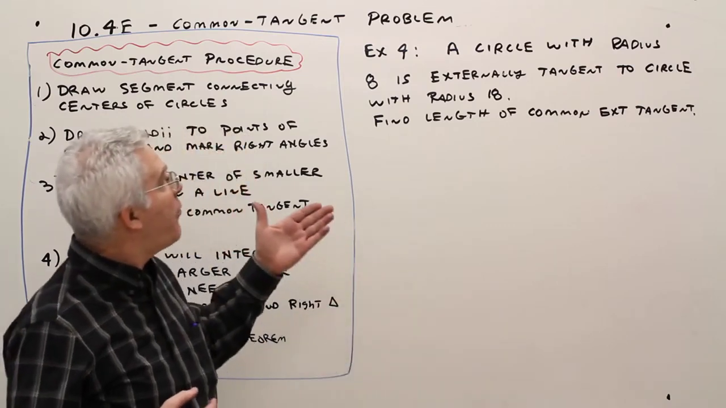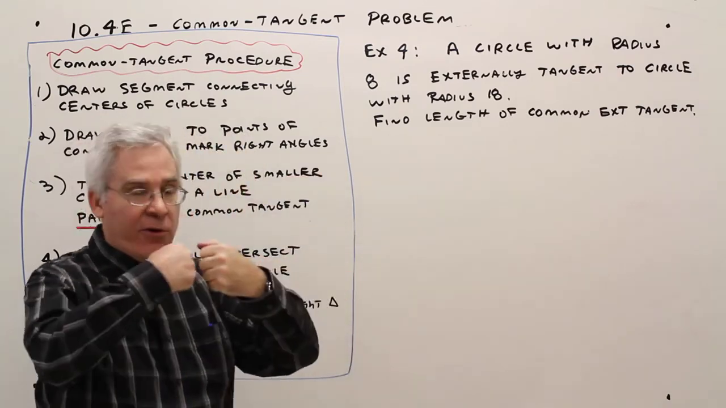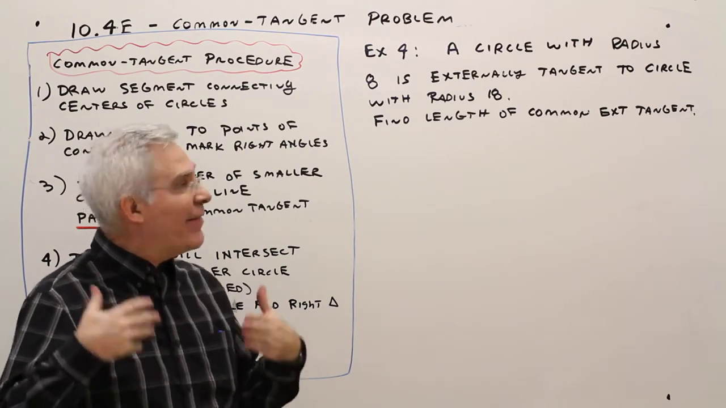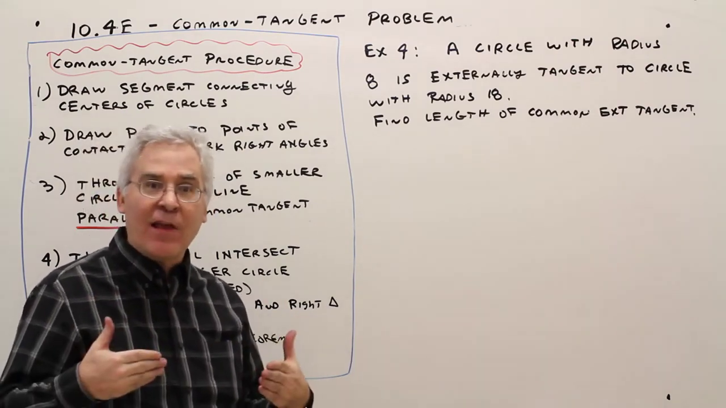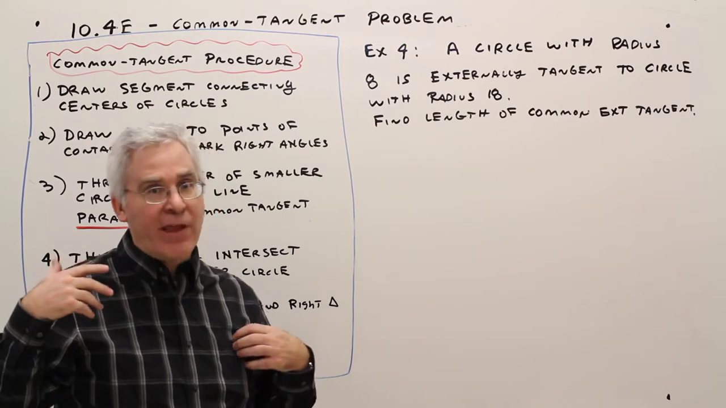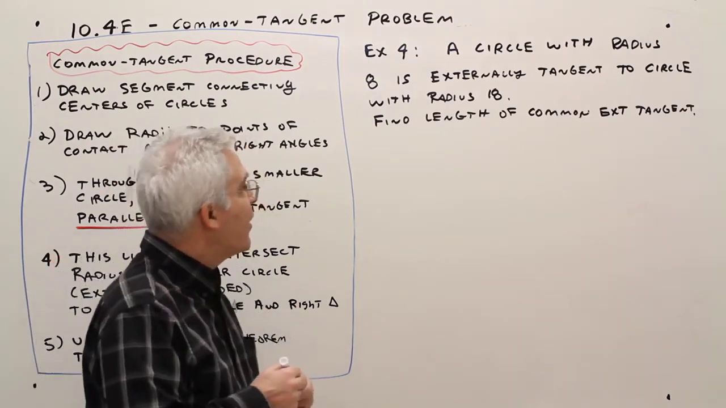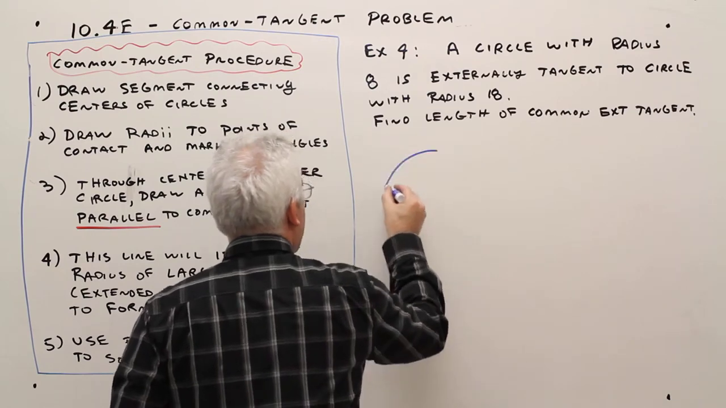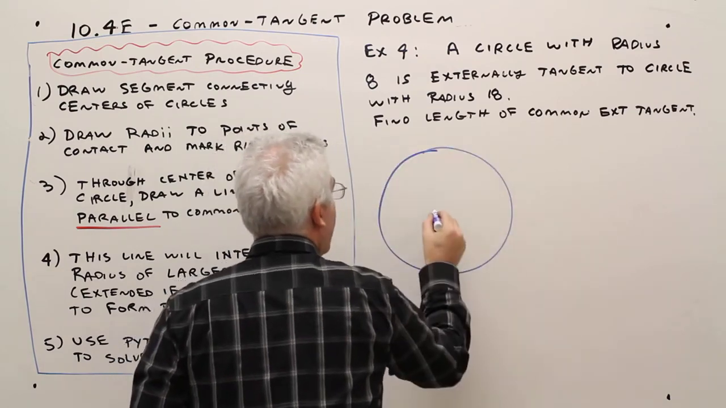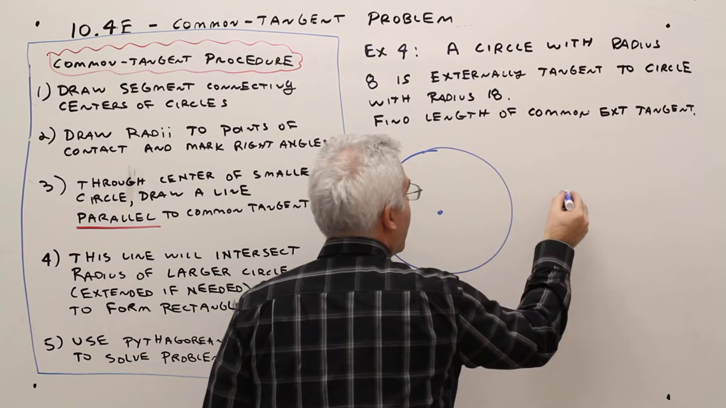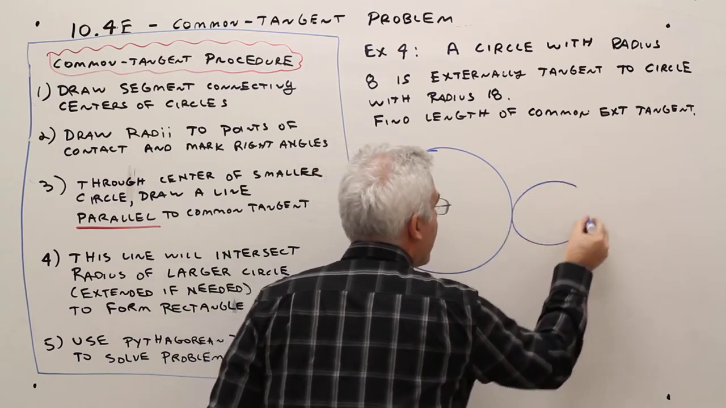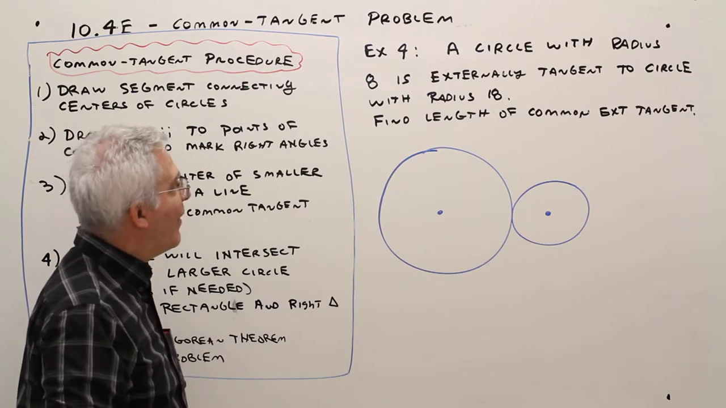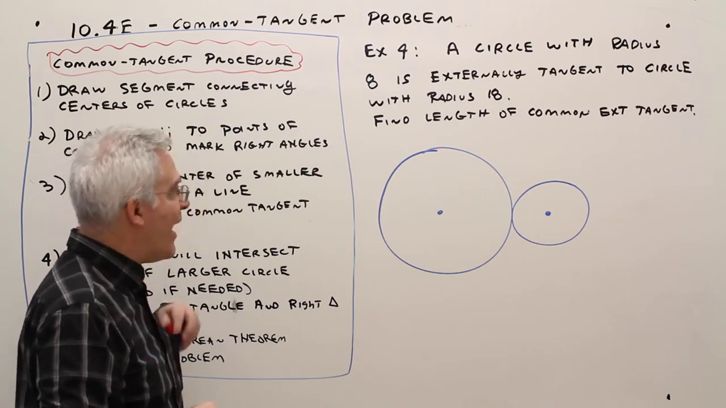A circle with radius 8 is externally tangent to a circle with radius 18. Find the length of the common external tangent. So now we need to know all those vocabulary words I went over before. So let's start with a picture. I'll say a larger circle here, and then a smaller circle here. And I want to find the length of the common external tangent.